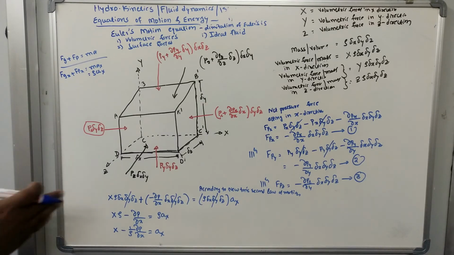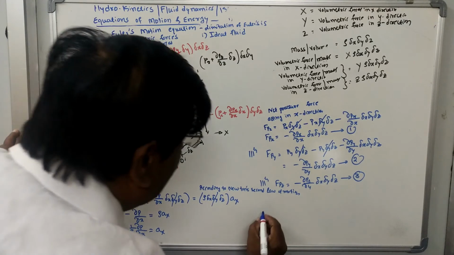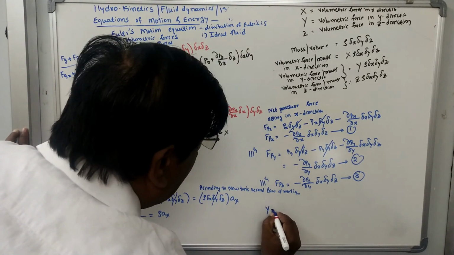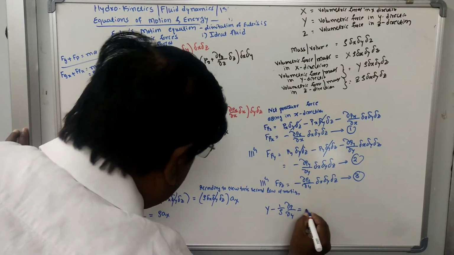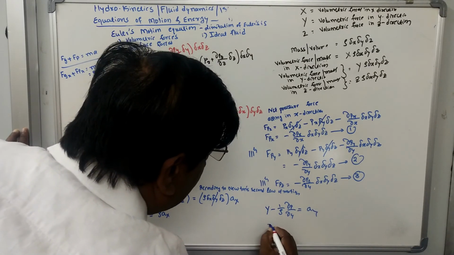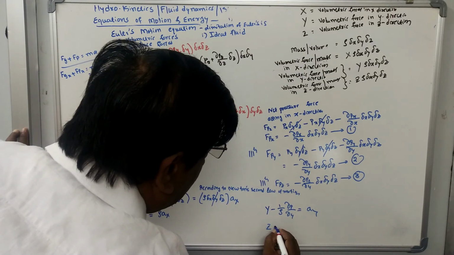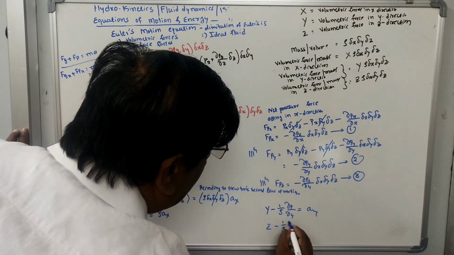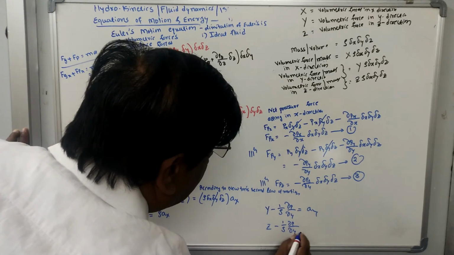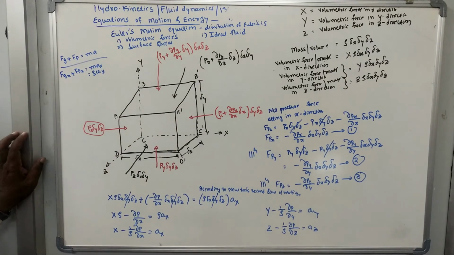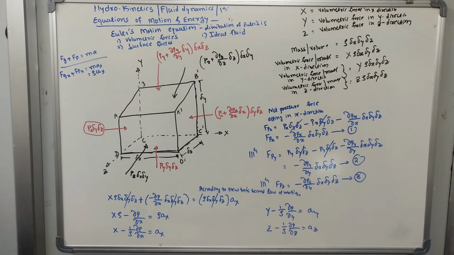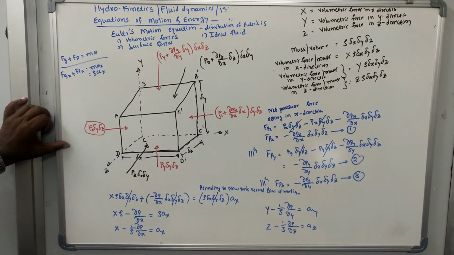Similarly, repeating the same steps, you get the equations in the y direction: Y minus 1 by rho ∂p/∂y is equal to ay. Then Z minus 1 by rho ∂p/∂z is equal to az. So these are called Euler's equations of motion.